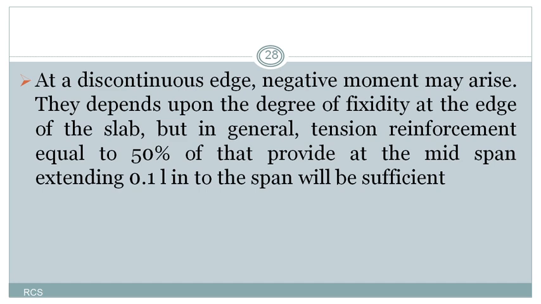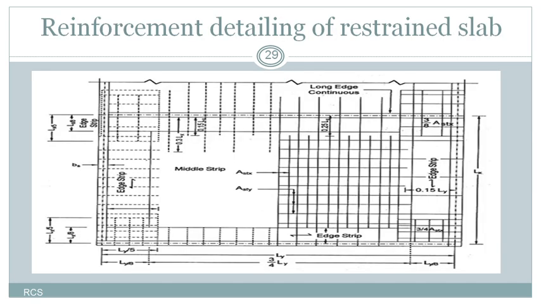This is all about the codal recommendations given, and this is the reinforcement detailing. This is a middle strip, and this is an edge strip, and this is a discontinuous slab, discontinuous in this direction and continuous in this direction. We have to provide the torsional reinforcement here, here, here and here, because on all four sides we have to provide it, since the continuity is only in one direction.